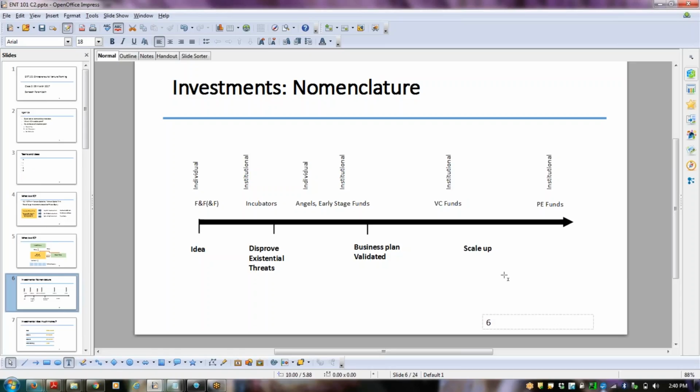And at that phase, who invests in you? So it's written F and F and F. So it's family and friends, and the F inside the braces stands for fools. So basically, no sane person would invest money on just an idea, right? So that's the reason we say family, friends, and fools.